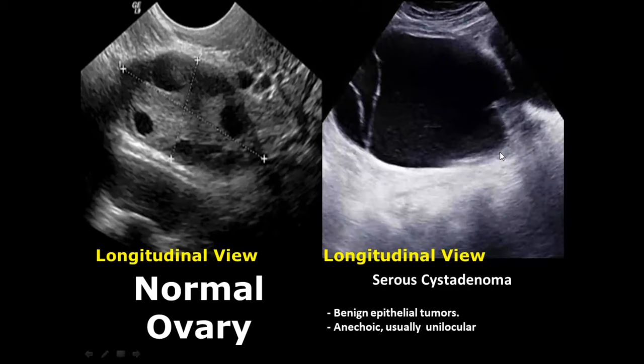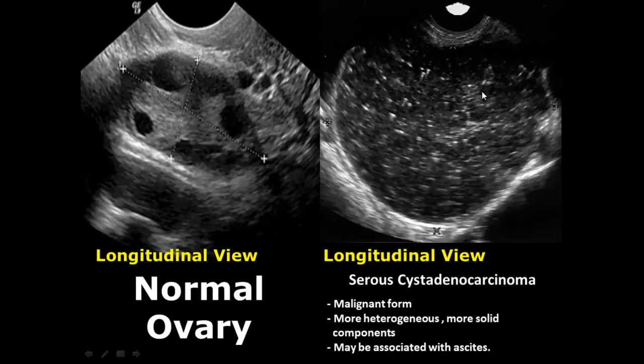Serous cystadenomas have an anechoic appearance and are unilocular. This is again one compartment, so this is called unilocular, and this one is anechoic as compared to the endometrioma, which was not anechoic. Serous cystadenocarcinoma is the malignant form. It has a heterogeneous appearance and more solid components. And the patient may also have ascites.